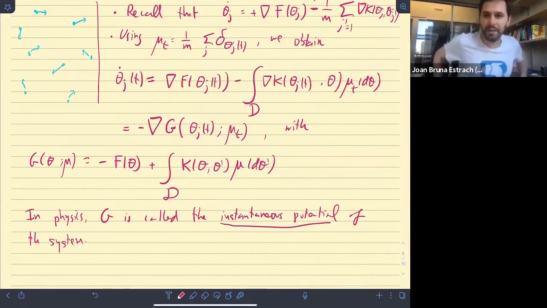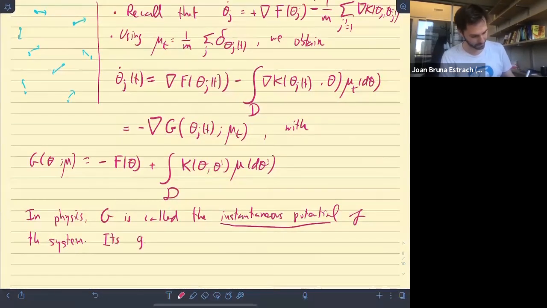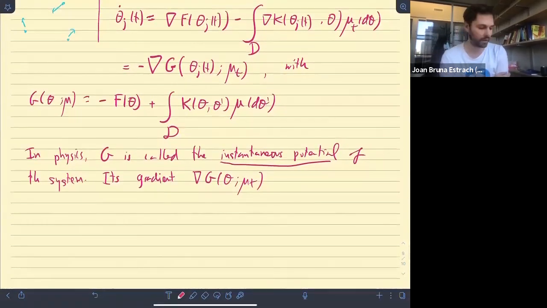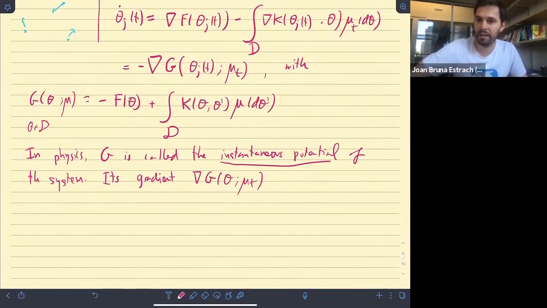Okay, and why is it called instantaneous potential? Well, because look at what happened with the gradient, right? Its gradient, g, of theta t defines... So think about this function g that is defined over D, right? It's defined over the whole domain, where theta belongs to D. So the gradient defines a kind of vector field, like a flow over all the parameter space.